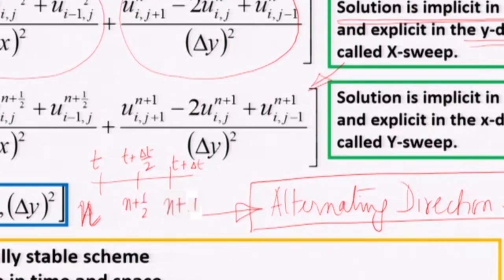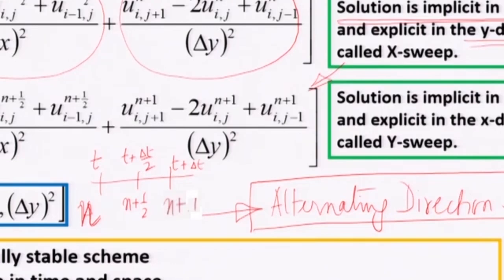So, if the solution domain looks like this and you have grids of this kind, you are solving the U's simultaneously in a given row and then moving on to the next row and so on. So, this would mean the x sweeps, and then once you are done with it, the solution is available at the n plus half time step.